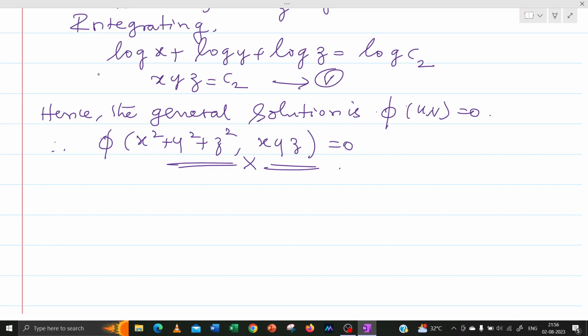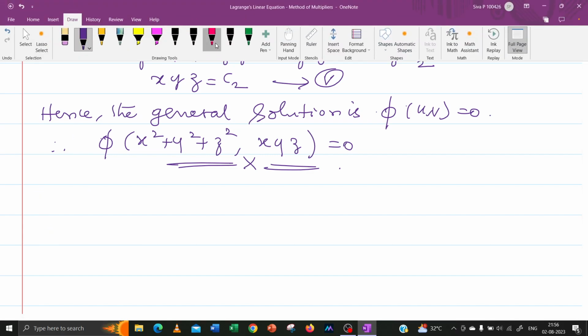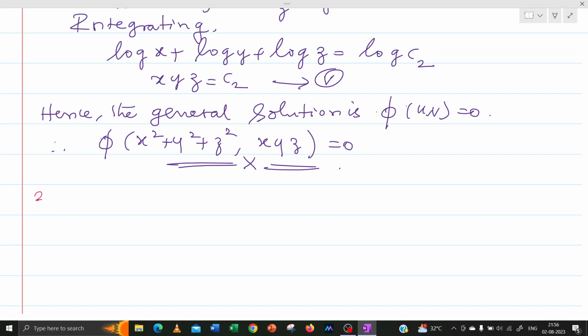One problem. You can write problem number 2. Solve (y square plus z square) p minus xy cube plus xz equal to 0. You can write the solution for this.